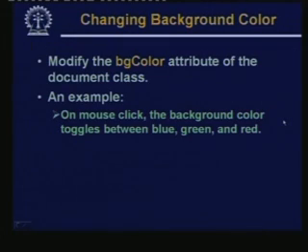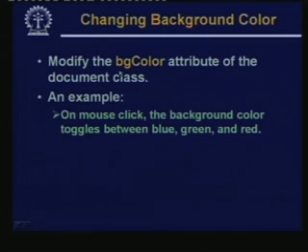So, next let us take another example which concerns color. We had said that the BG color property or attribute is used to specify the background color of a certain document. So, here we shall see how we can manipulate that color to change the background color of a displayed document. So, essentially we will have to modify the value of the BG color attribute of the document class.